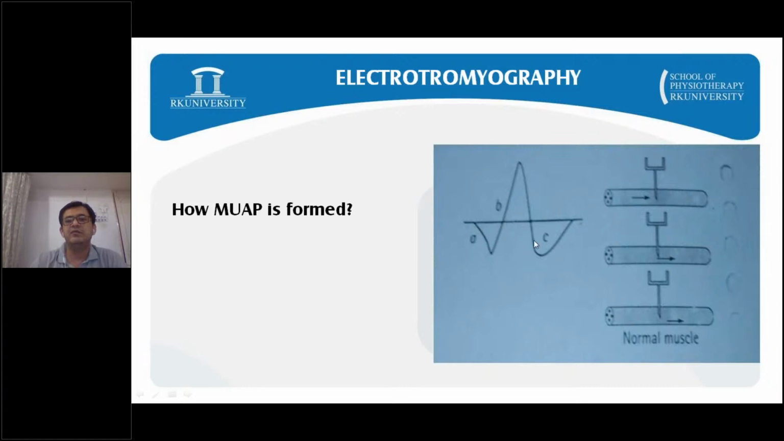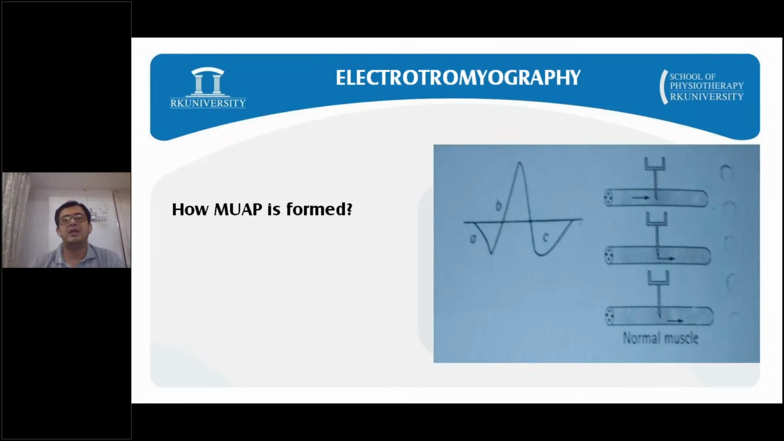A will be formed whenever the impulse is coming towards the needle. B phase will be formed whenever the impulse is passing under the needle, and C phase will be formed whenever the impulse is going away from the needle. So this is how MUAP is formed. Okay, now let us start with a few sample reports.